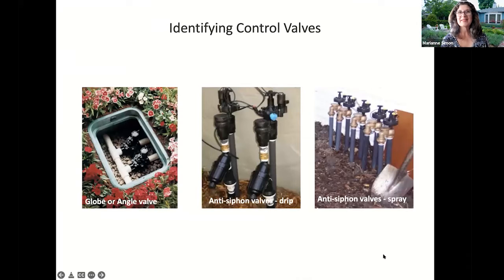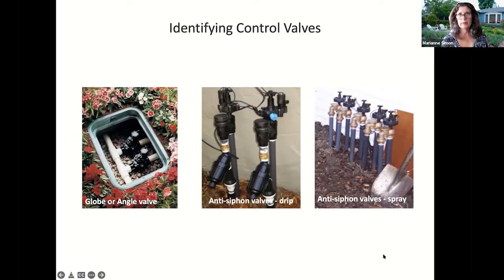So even the valves look a little bit different here. So we've got a couple of different examples. The first image on the left is a globe or angle valve. So those are valves that are actually below the surface. You typically see that again in larger areas or where there's a lot of topography happening, and it's a challenge to get the anti-siphon valves to work. If you have a globe or an angle valve, you do need to make sure that you have a mechanical backflow prevention system in place.